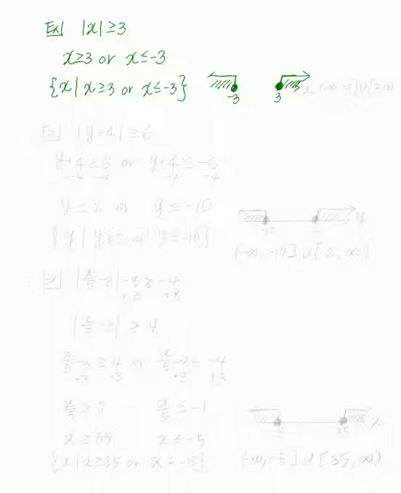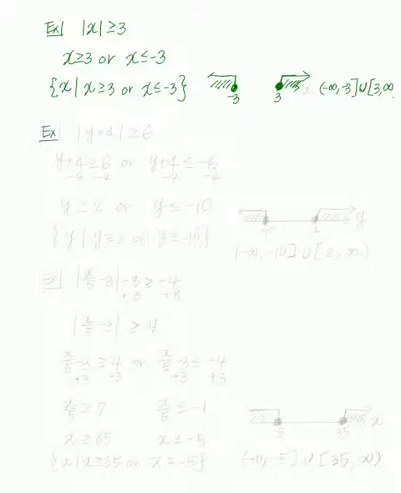Our interval notation, we're going to have to use the union symbols. It's going to be negative infinity to negative 3, union with 3 off to infinity. Notice I have the closed brackets for the 3, but infinity always has parentheses with it.